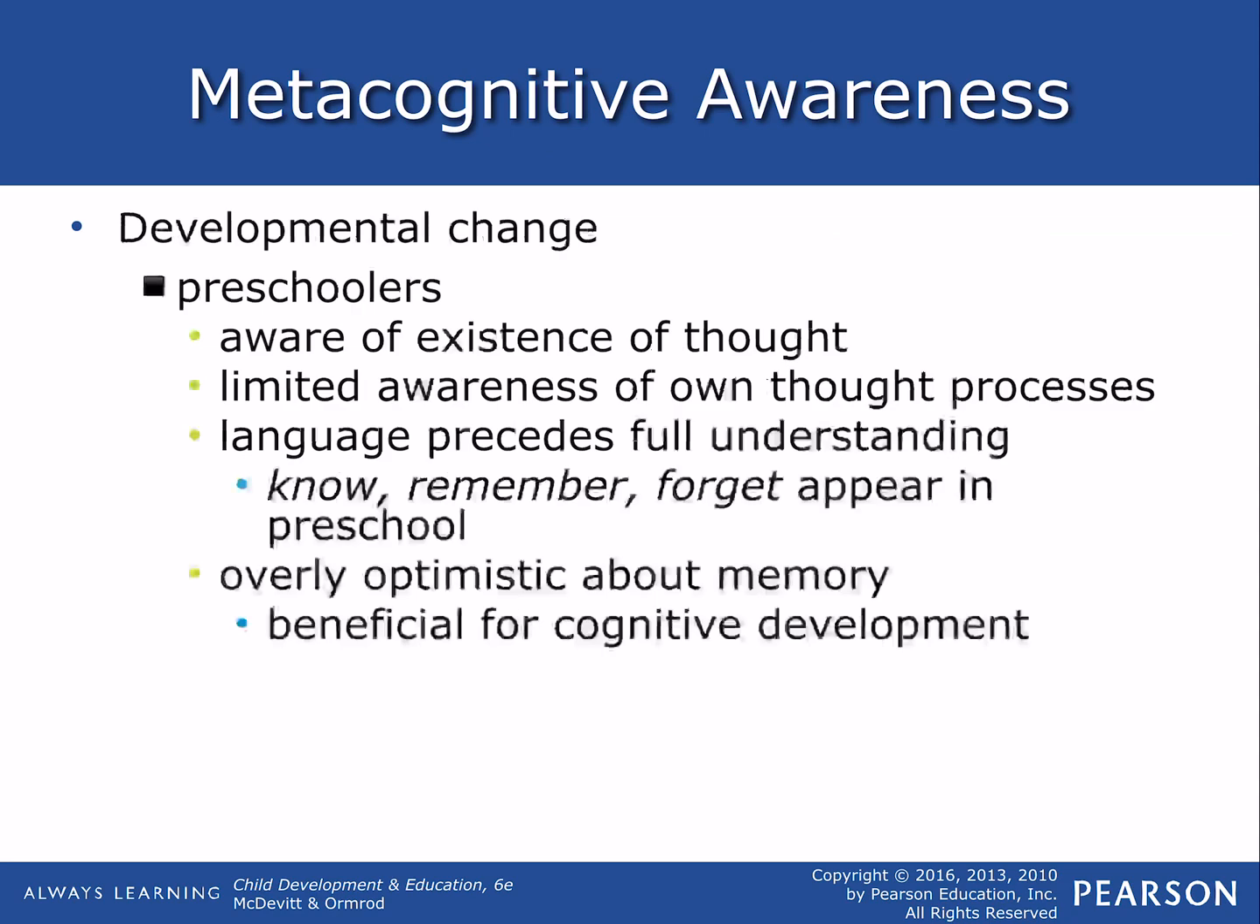Okay, preschoolers are overly optimistic about memory. There's a reason for that. It's because when they're little, they remember everything about their childhood. And at about 5 or 6, there's this thing called dendritic pruning. All of a sudden, they forget a lot of their pre-verbal experiences. And it can be a very difficult time for them. It happens at about 5, 6 years old.